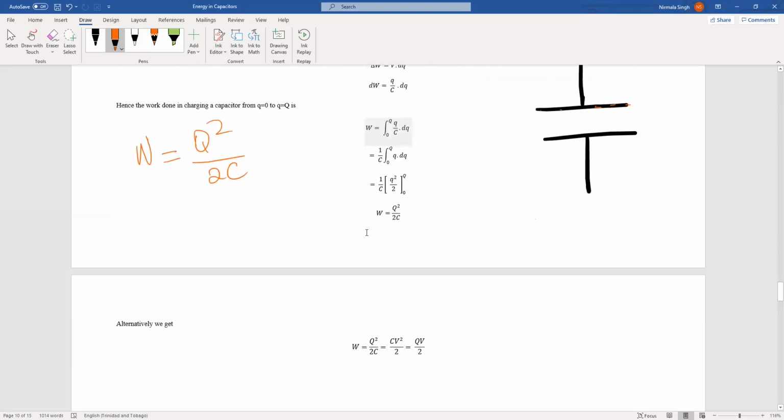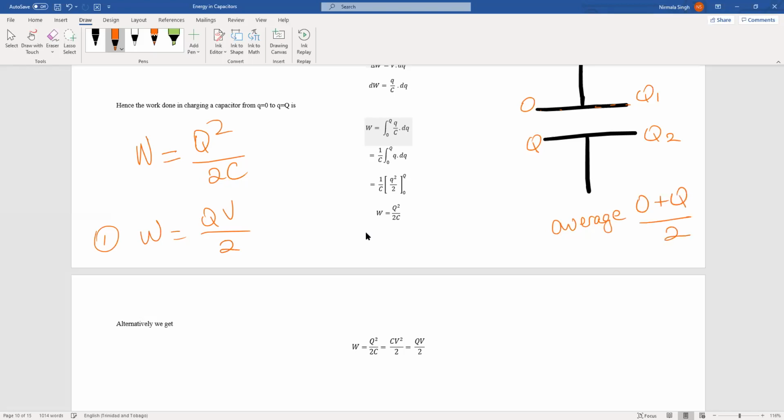Or there's a simpler version. First equation to learn: work is equal to QV over 2. Why do we have 2? Because we are taking the average of Q1 to Q2. If your charge on one plate is 0 and your charge on your next plate is Q, your average charge will be the sum of your two charges divided by 2. So this is why there's a 2 in here. We took the average of your charge, where one charge is 0 and the other charge is whatever Q, your maximum charge that builds up. We find the average of the 2. So that's why there's a 2 inside of here.